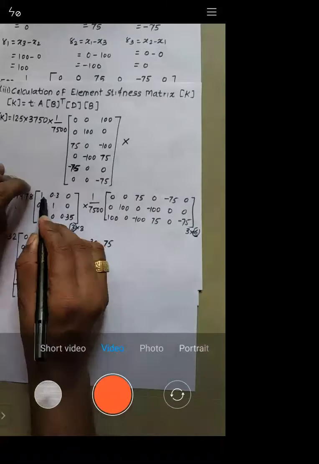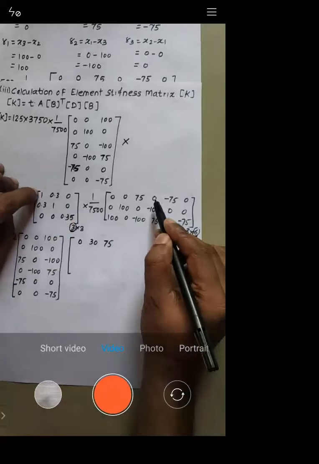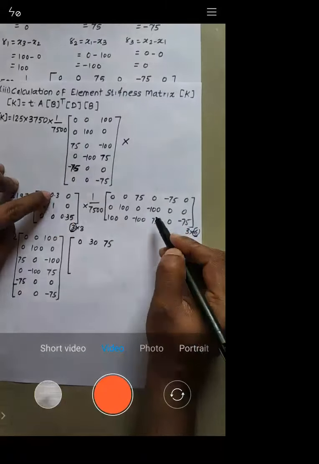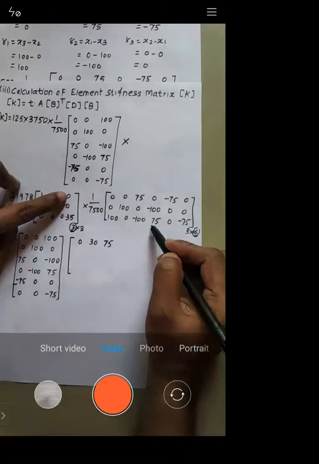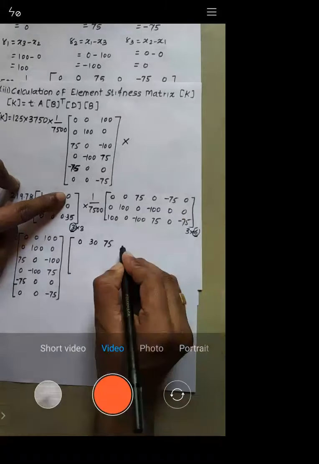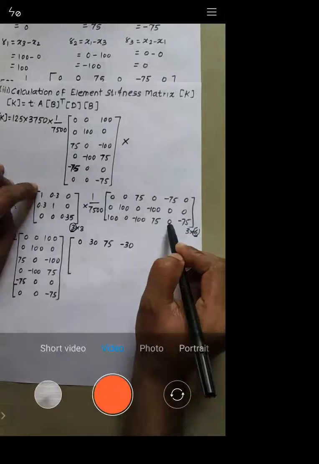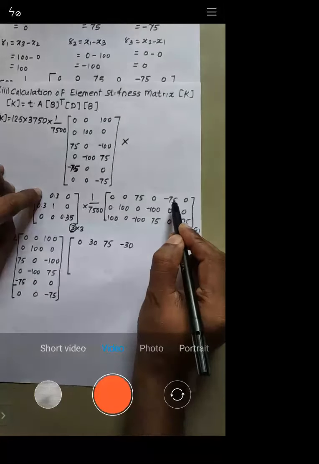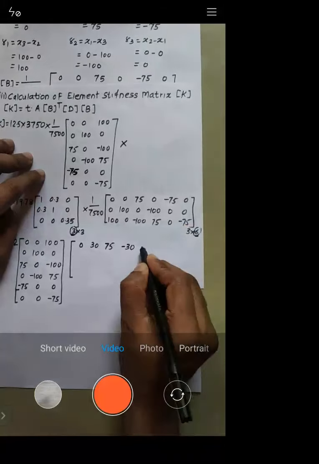This is 75. Now, next, first row into fourth column. So 1 into 0 is 0. 0.3 into minus 100, so it is minus 30. And this into this is 0, right? So I'll write down minus 30, right? Similarly, first row into the fifth column. 1 into minus 75 is minus 75. This is 0 and this is 0, right? So this is written as minus 75.